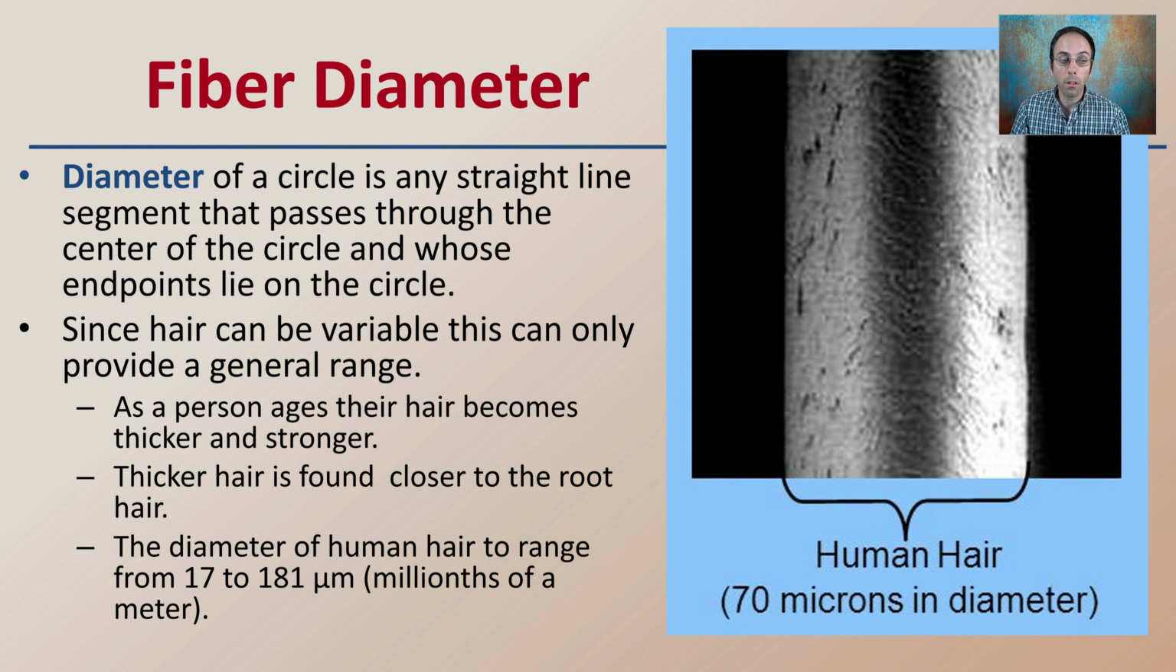Since hair can be variable because it only provides a general range, keep in mind that as a person ages, their hair typically becomes thicker and stronger, and the thicker hair is found closer to the root section of the hair and thins out or almost tapers as it gets to the end to some degree. And the diameter of human hair is typically a range of about 17 to 181 millionths of a meter, or typically we start looking at microns, and here's an average hair of 70 microns in diameter.